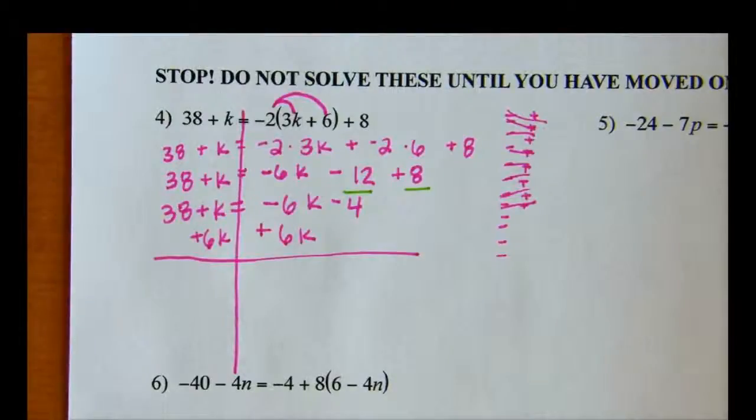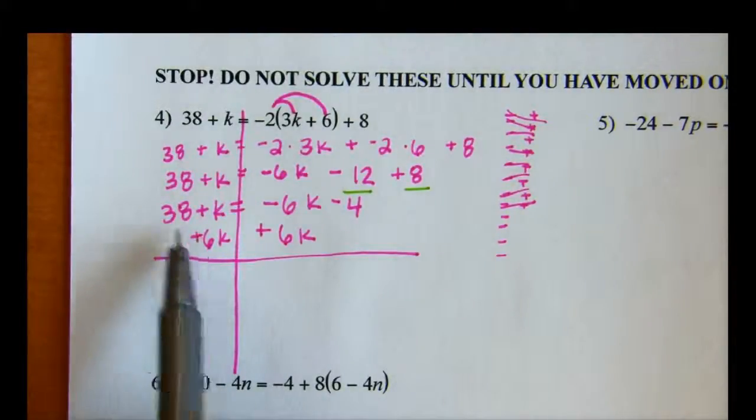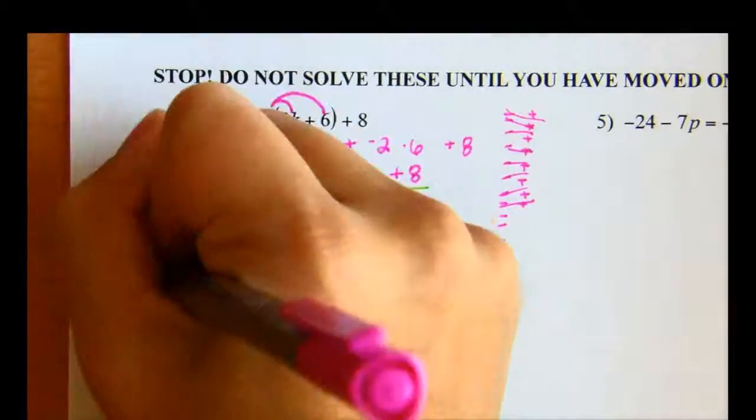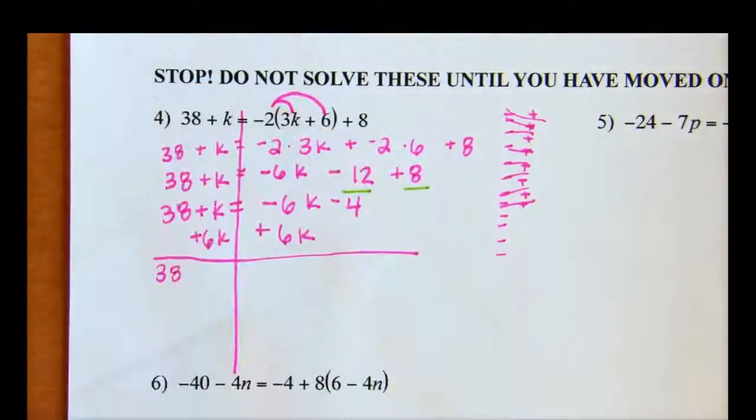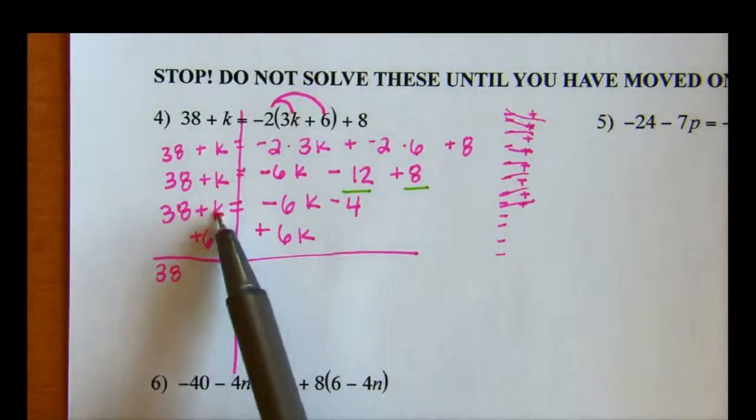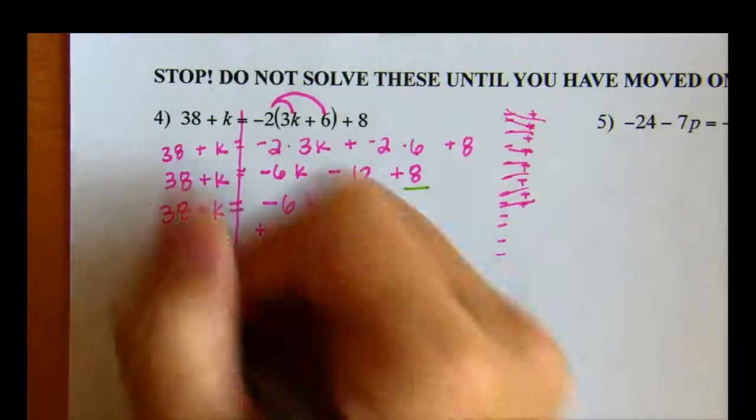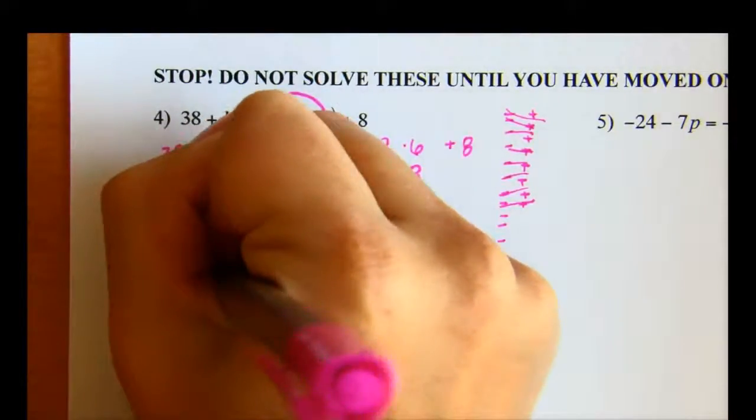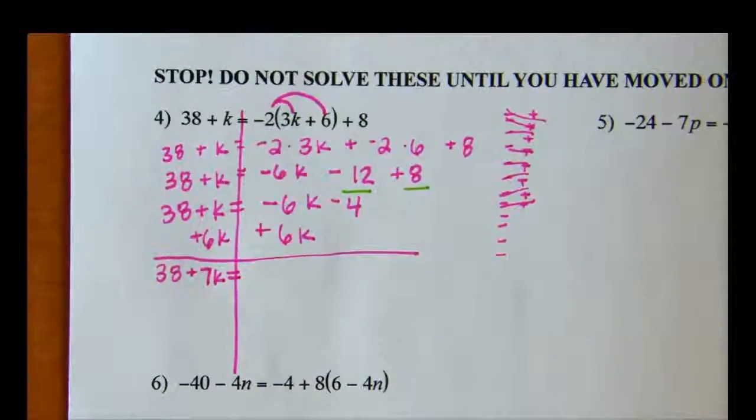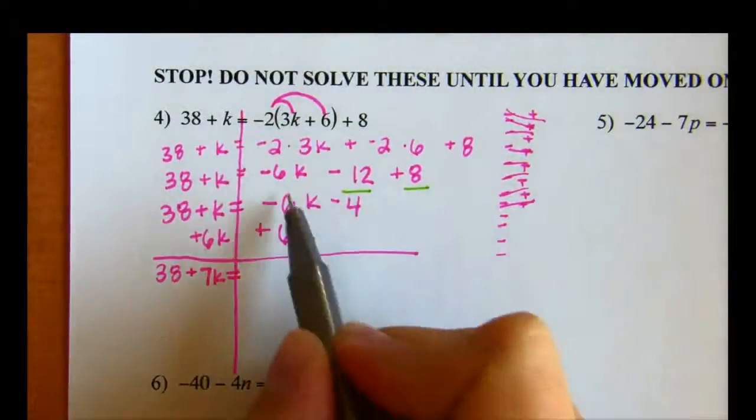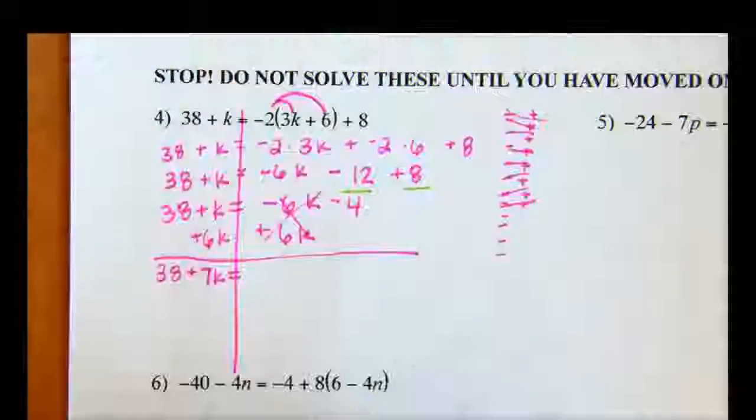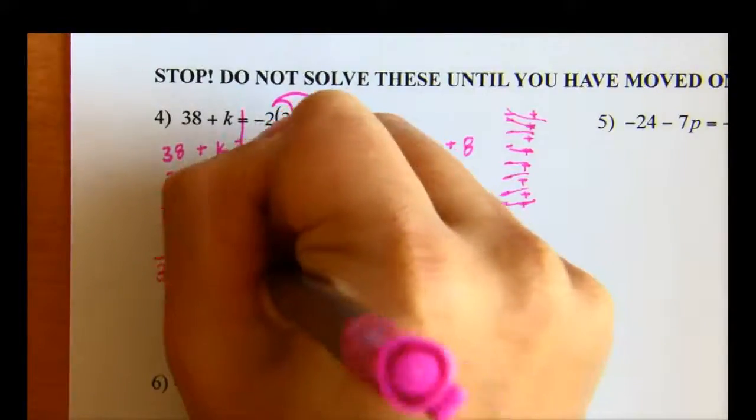Okay, when I do that, so my 38, that was not affected by my 6k, it's just going to be brought down. 38. 6k plus 1k is going to give me plus a 7k is equal to, my 6k's are going to cancel out. I'll just be left with negative 4.